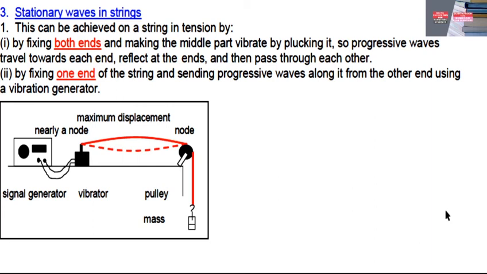So for now, what we have just learned is that stationary waves are produced when 2 waves superpose. The 2 waves must be of the same type, same frequency, and so forth, and they must be moving in opposite directions. So when these 2 waves superpose, they produce a stationary wave. So we've studied stationary waves in strings, whereby a vibrator produces progressive waves, and those progressive waves are reflected, thereby forming a stationary wave.